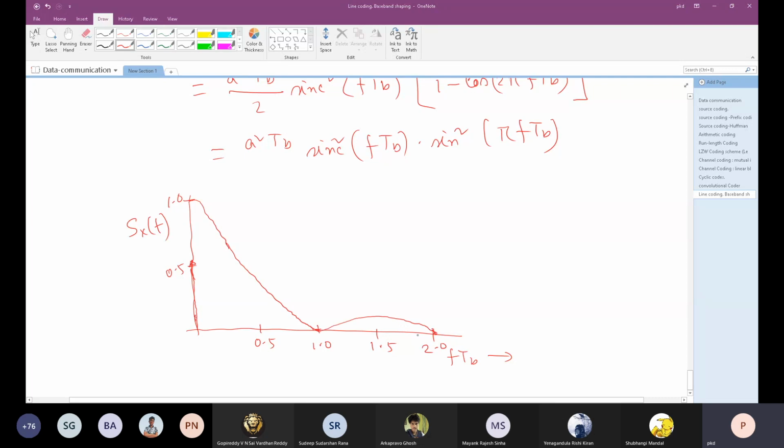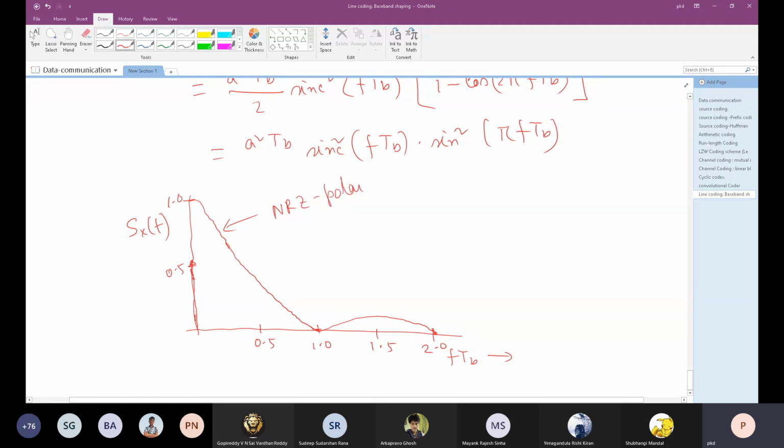And also the main lobe versus side lobe ratio is generally around 13 dB. So that ratio will also improve because of the square term. Oh, sorry, I think this is for a different one. This is NRZ polar.